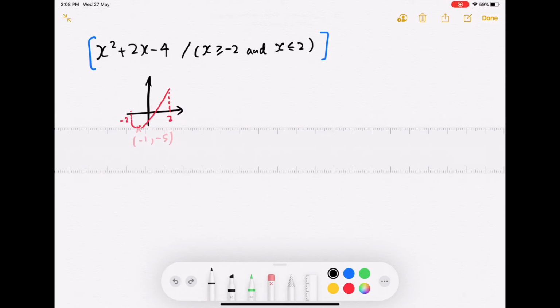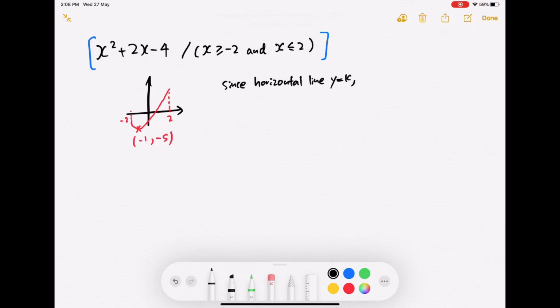So since y equal to k cuts the graph at 2 points, or more than once, this is not a 1-1 function. So we just have to write down a very simple statement in this manner. Since the horizontal line y equal to k, where k are all real numbers for the range of this function, cuts f(x) more than once, this means that this quadratic equation x squared plus 2x minus 4 is not a 1-1 function.